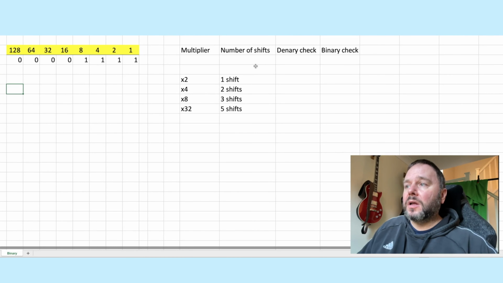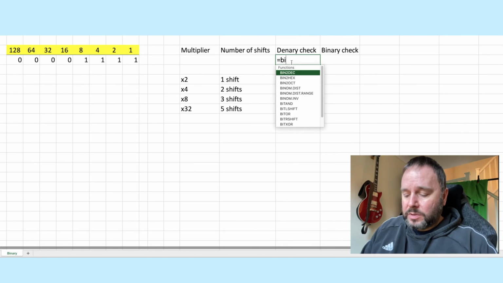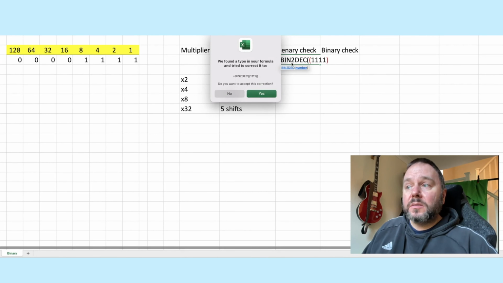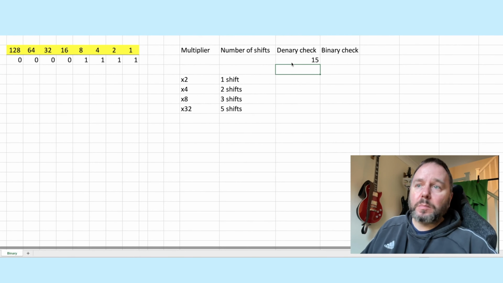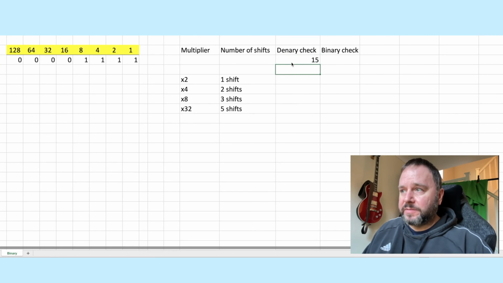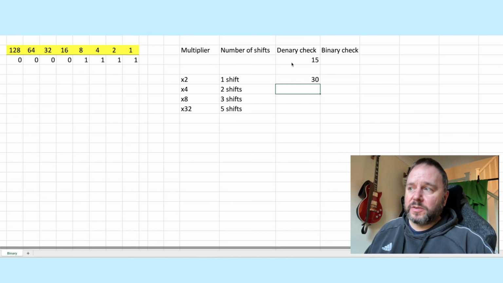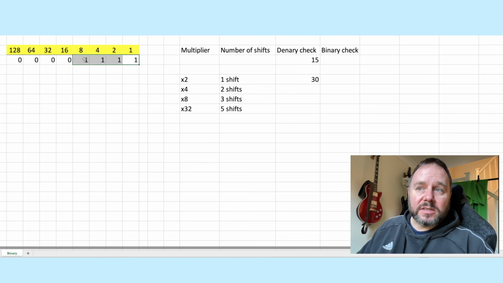I happen to know that that is the number 15. Binary to decimal, 1111, so I know that's the number 15. What is 15 times by 2? Of course, it's 30. So I said 1 shift should give us that answer.